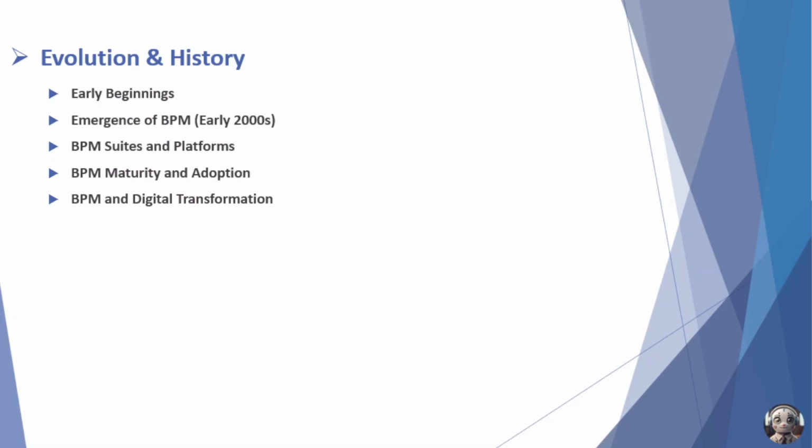The development of BPM suites and platforms marked another significant milestone. Comprehensive BPM software suites were introduced by vendors such as IBM, Pegasystems, Appian, and others. These platforms enabled organizations to automate, analyze, and optimize their business processes effectively.